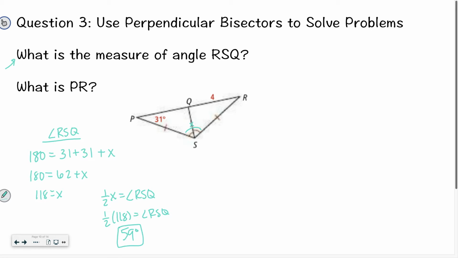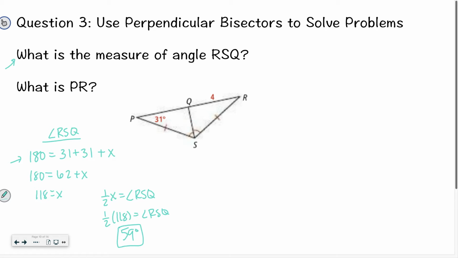Hopefully for the measure of angle RSQ, you solved using the number of degrees in a triangle, which was 180. You said 180 equals 31 plus 31 plus x. Or you could have said 2x because you saw that it was cut in half. RSQ is just half of it.